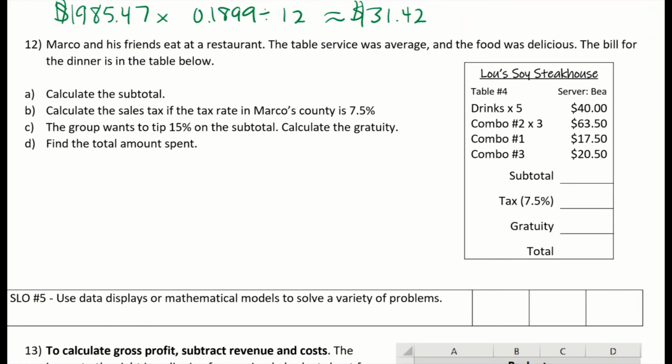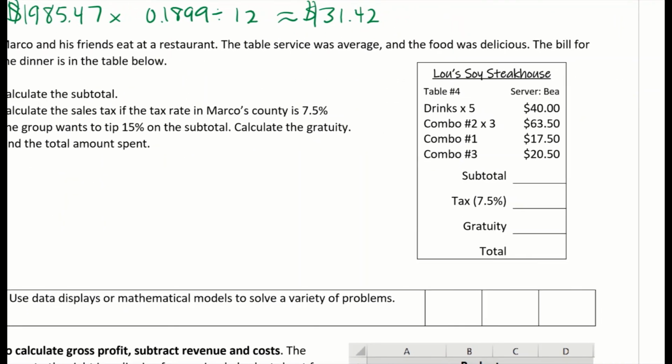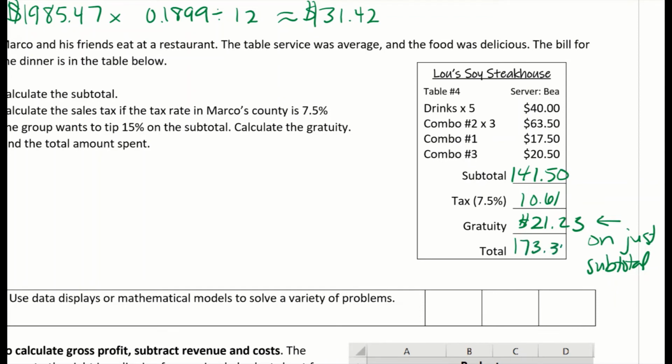Next, when we're looking at a receipt for a restaurant, Marco and his friends are there. Here's their bill. So we're just going to add up all of those to get the subtotal. So 141.50. Then we're going to multiply by 0.075 to find the tax. And then the gratuity, we're going to multiply the subtotal by 0.15. So add all three of those numbers, and that'll give me the total.